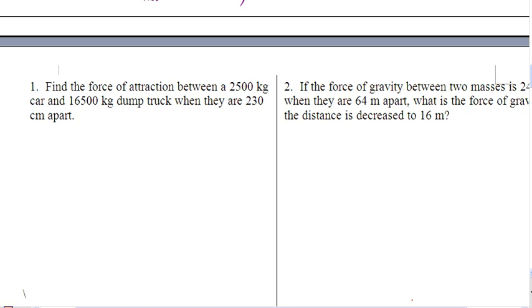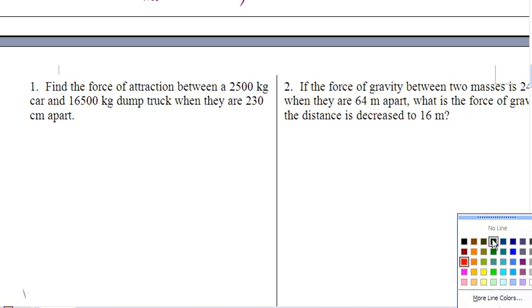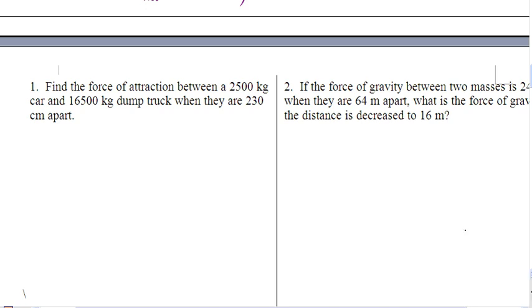So number one, we're looking for the force of attraction between a couple of dump trucks. They're 230 centimeters apart. That is going to be, I'll call it the long equation for the force of gravity. Fg equals big G times m1 times m2 over r squared. Now in this question, big G, remember, is a constant. It's worth 6.67 times 10 to the negative 11. That's on your formula sheet if you need it.